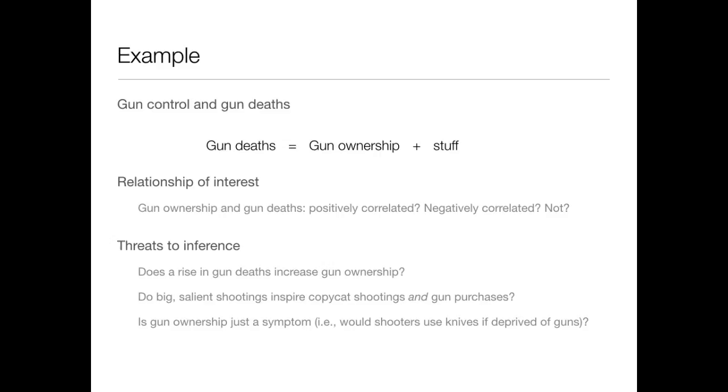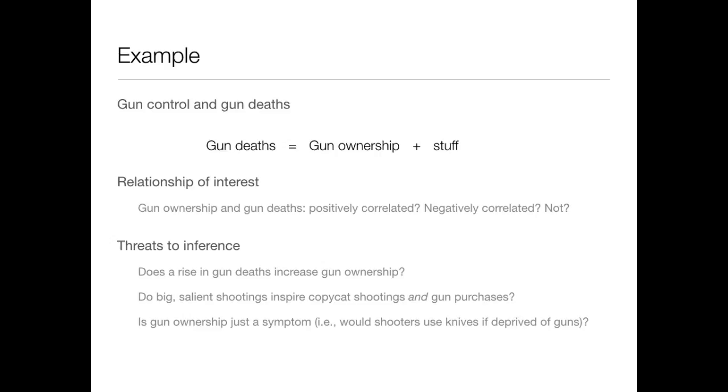And finally, is gun ownership just epiphenomenal, right? Is it just the most convenient way to kill people, but if people were deprived of guns, they'd use knives or some other means to off their victims rather than shooting them? Now, that last one in particular, I think, is not an especially plausible argument, but there are arguments that you have to take into account if you're going to claim that your correlation between gun ownership and gun deaths is plausibly causal in nature.